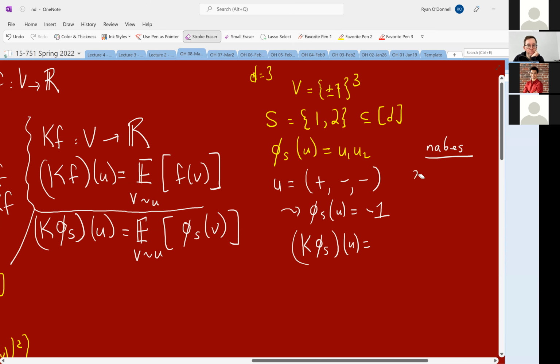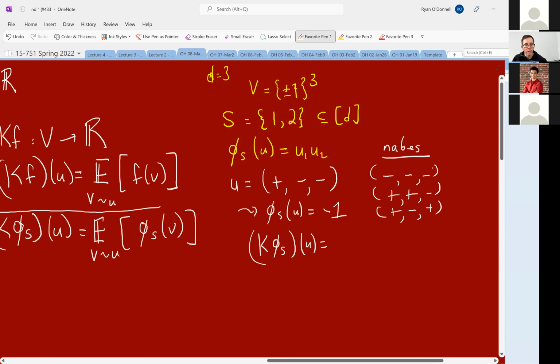It'll always have 3. Yeah, and what are the 3 neighbors in this case? Minus, minus, minus; plus, plus, minus; plus, minus, plus. Yeah, very good. And then what is phi S's value on these neighbors? Its value here is +1, yep, plus here.